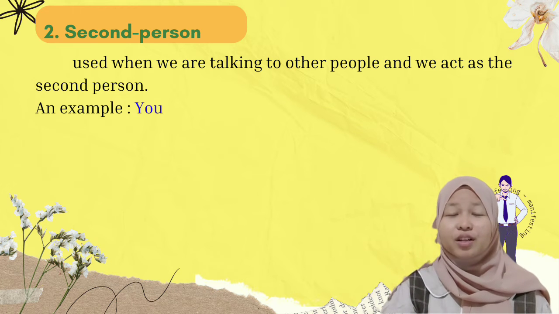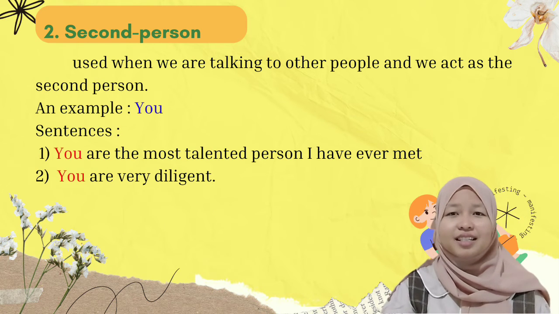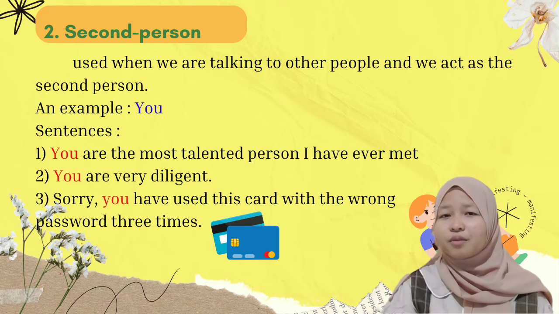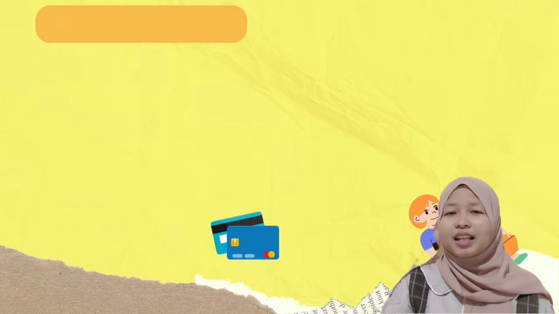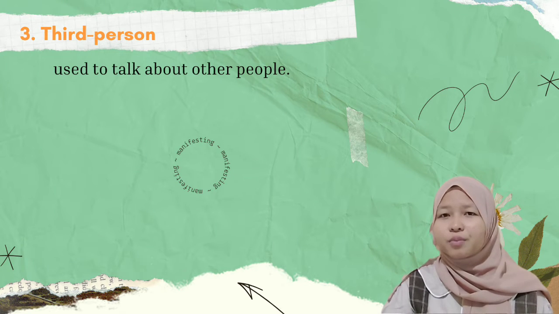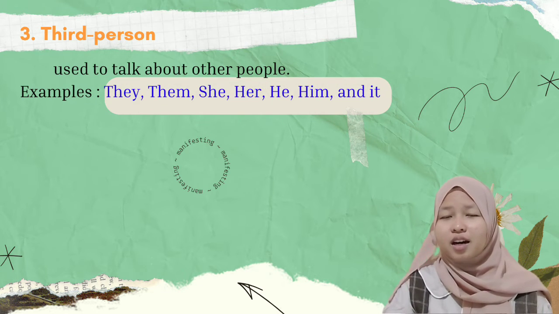When using the pronoun you in a sentence, it goes like this: You are the most talented person I have ever met. You are very diligent. Sorry, you have used this card with the wrong password 3 times. The last is the third person. In contrast to the first person, third person is a pronoun that can be used to talk about other people. Examples of these pronouns are they, them, she, her, he, him, and it.